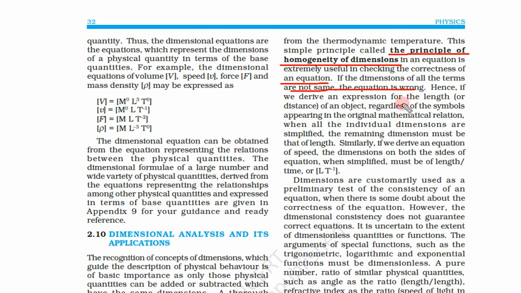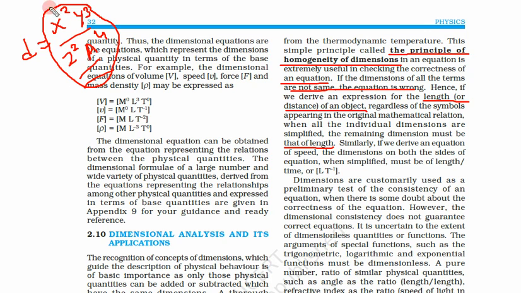Hence, if we derive an expression for the length of an object, length can be distance, distance is also length, regardless of symbols appearing in the original mathematical relation, when all the individual dimensions are simplified, the remaining dimension must be that of length. Suppose we generate a complex formula for some distance, x square, y to the power cube, z to the power square, and something something, a to the power 4. So this is a very complex formula.